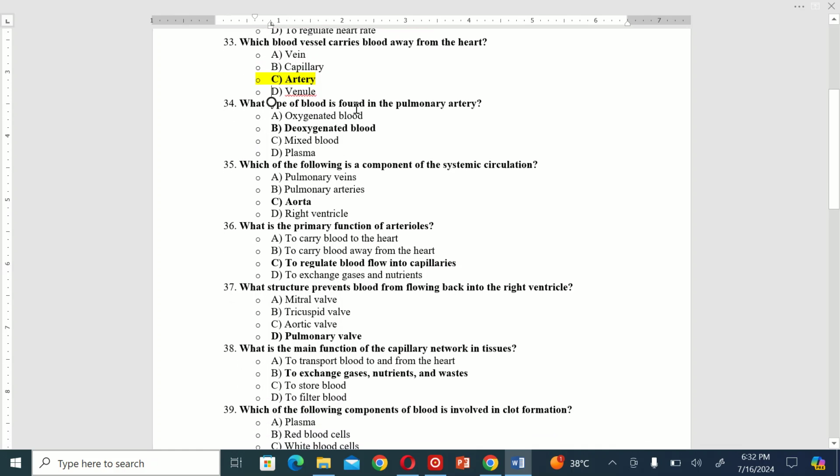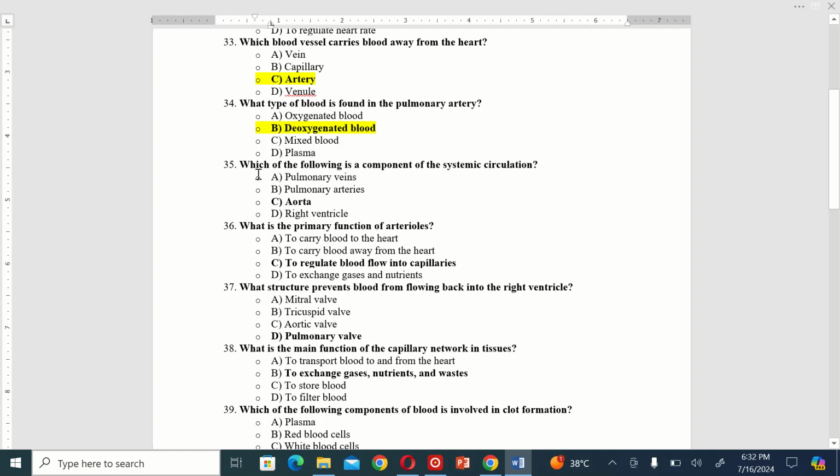What type of blood is found in the pulmonary artery? A. Oxygenated blood. B. Deoxygenated blood. C. Mixed blood. D. Plasma. So the correct option is deoxygenated blood. B is the correct option.